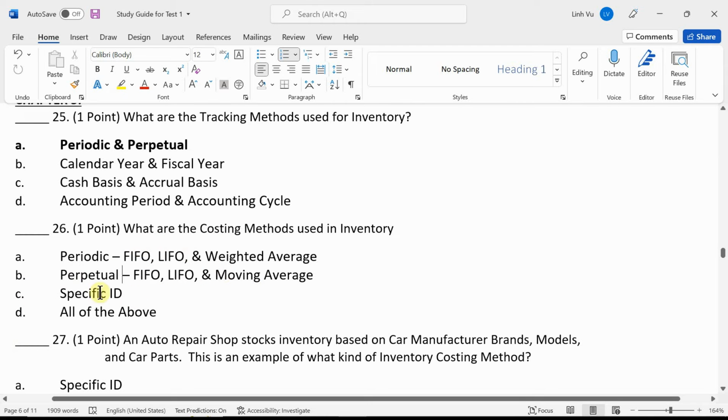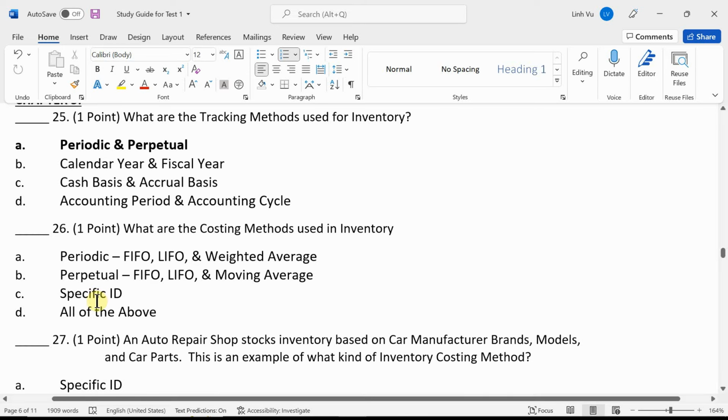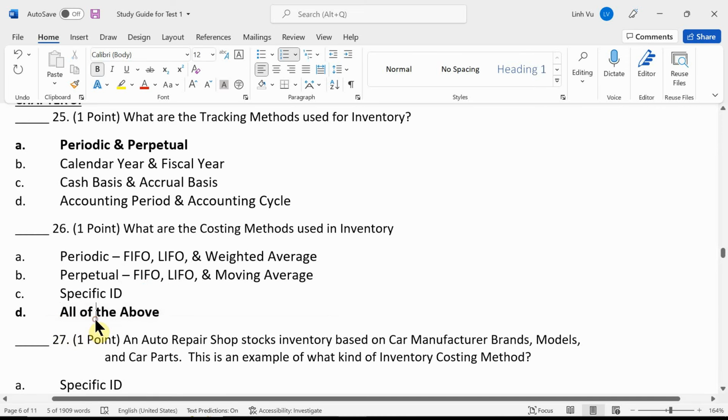And then, of course, specific ID, which is something I did not talk about in class strictly because it might not apply to your business, but I did give you an example, right? It's like an auto dealership, an auto repair shop, right? So in this case, there you go, D, all of the above. This does exist as a costing method, okay? So here's the huge difference here. Costing method, not tracking method, costing method.